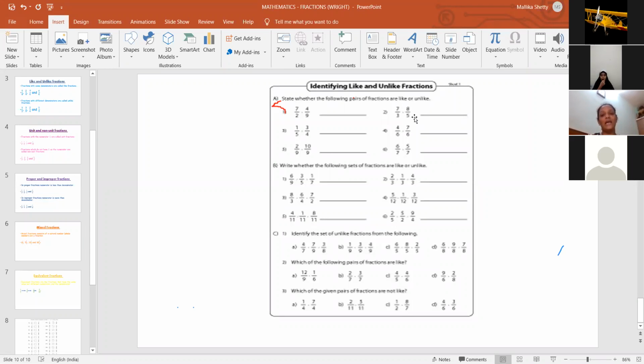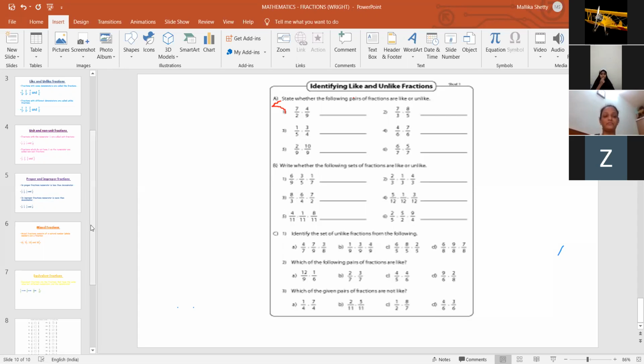Unlike. Umar, Hamdan, everybody in the class, please answer. 1/5. Unlike. 7/6. Like fraction. 10/9. Like fraction. Like. Okay, 12/9 and 1/9. Unlike. 2/7, 3/7. Like. 9/6, 2/8. Unlike. 4/6, 3/6. Like. 5/11. Like.